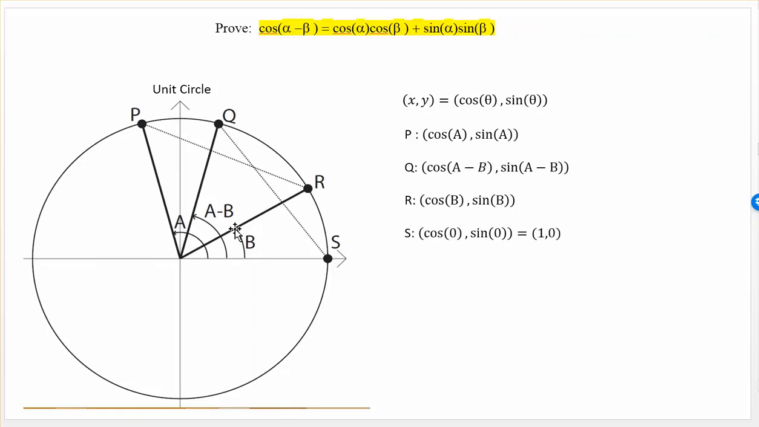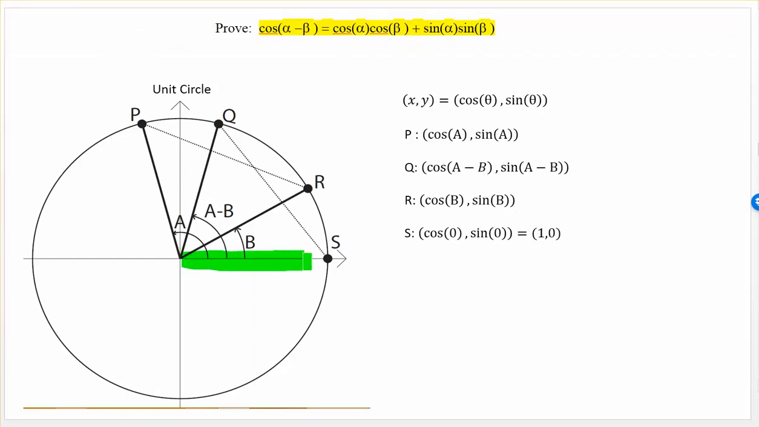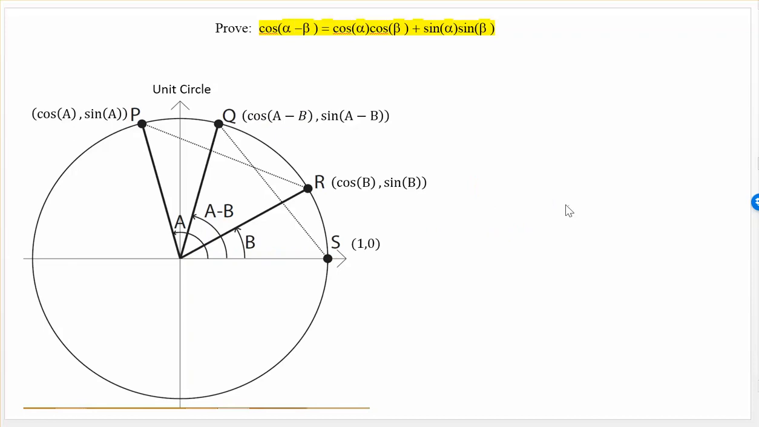And then for S, it's on the x-axis. We use an angle of 0. And the cosine of 0 is just 1, and the sine of 0 is 0. So now we can place those points on our circle, or the coordinates for those points on our circle.